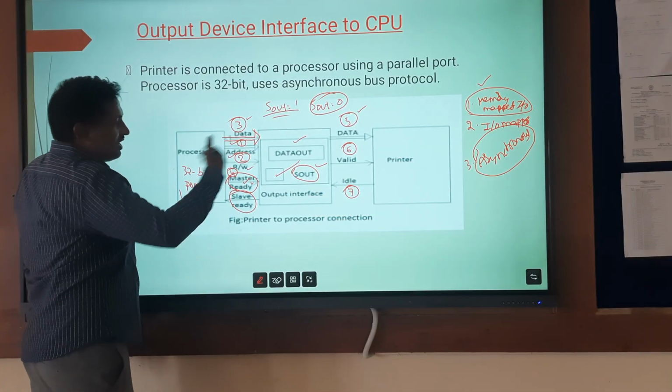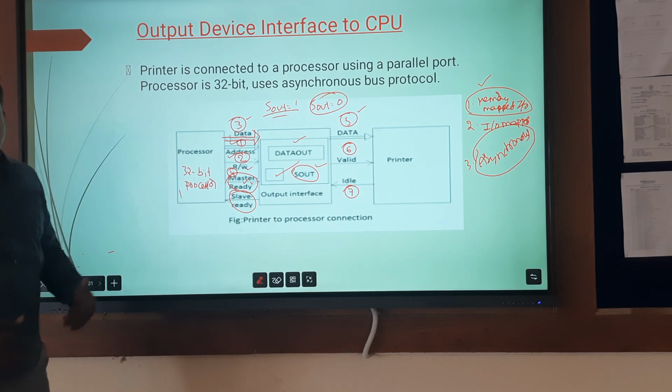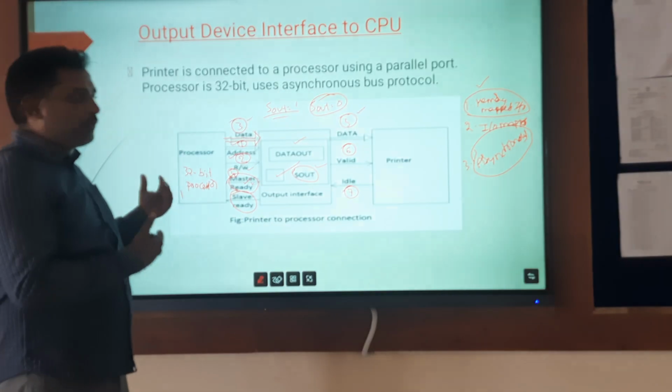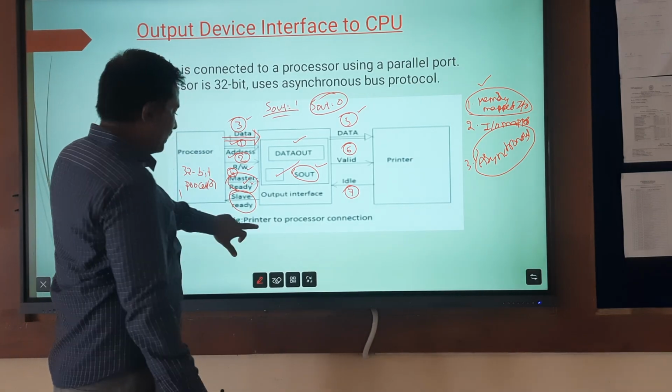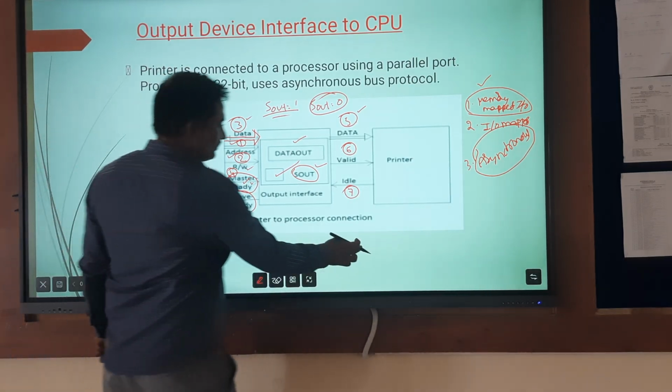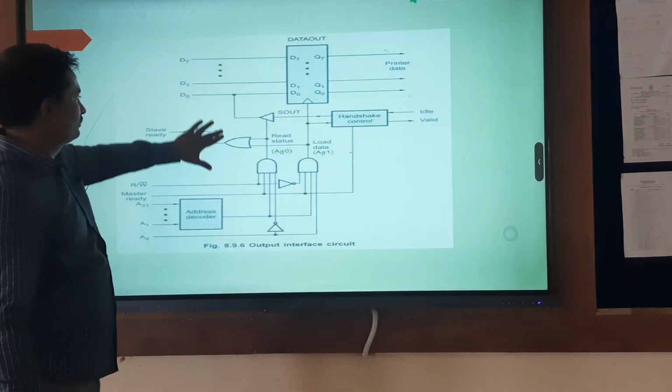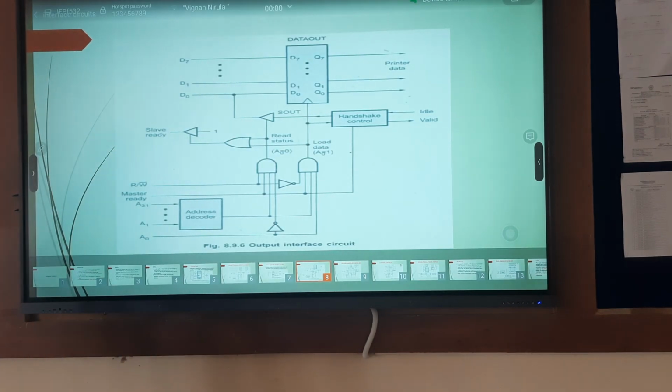Okay, this is the way we are going to perform the communication between the output devices and the processor by using the parallel interface operation. Okay, and the next one is, this is a very important thing.